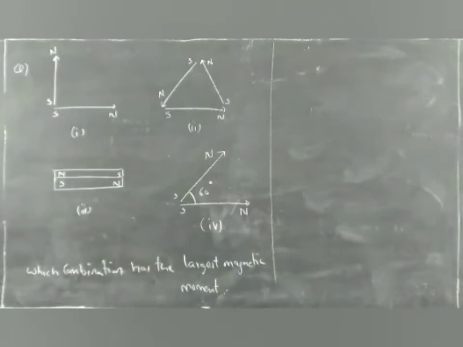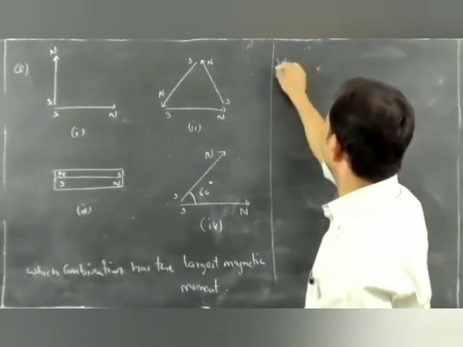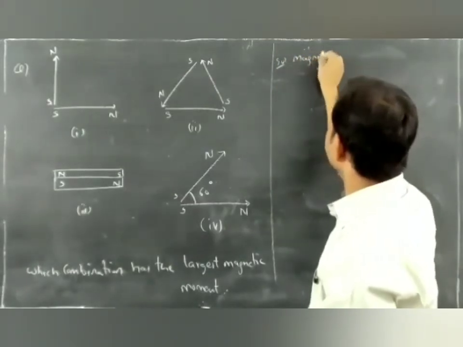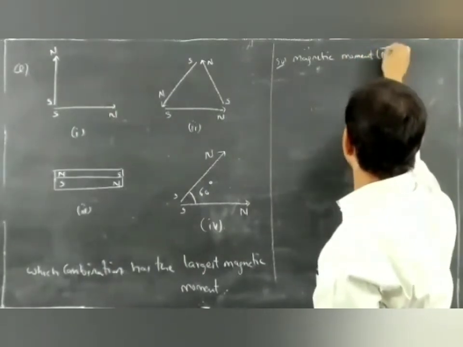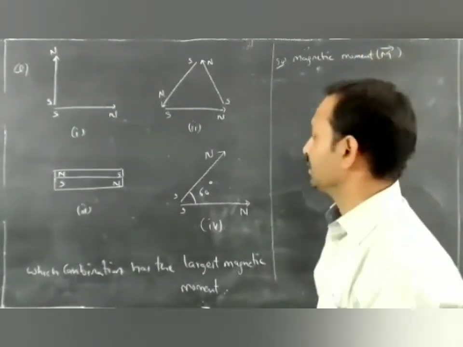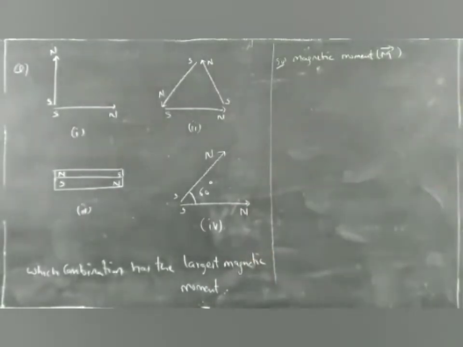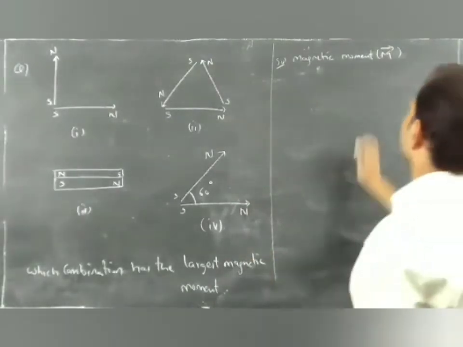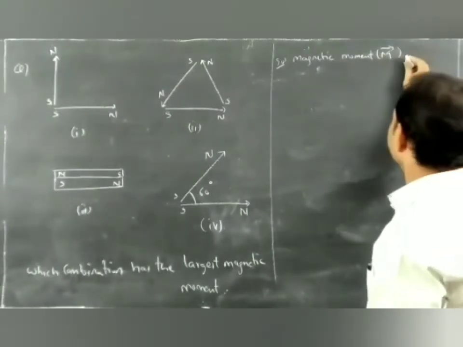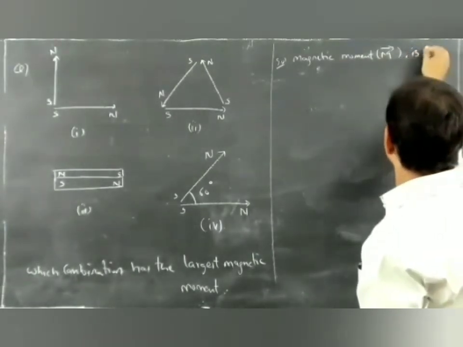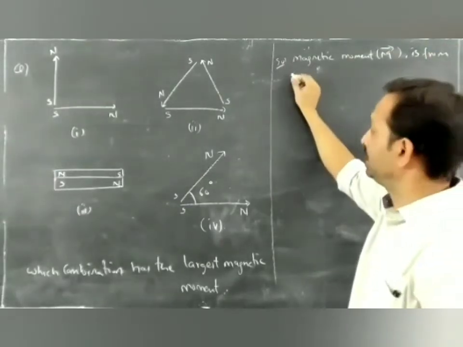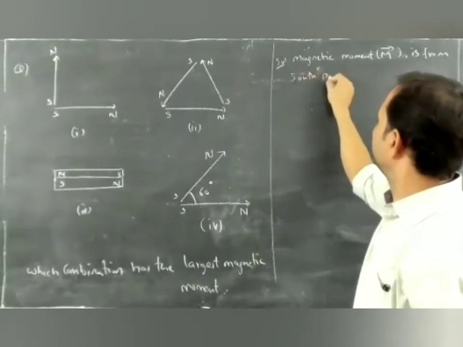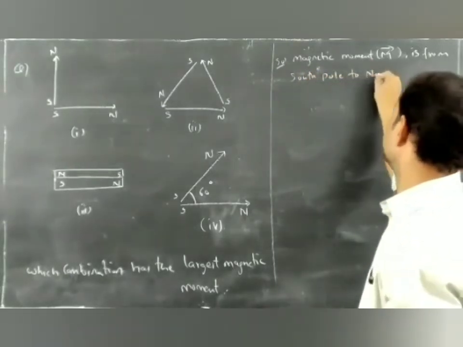Now what is the direction of the magnetic moment? Remember the magnetic moment direction. Magnetic moment is denoted by M bar. All the magnets are having the same magnetic moments. Magnetic moment M bar, the direction of the magnetic moment, is from south pole to north pole.